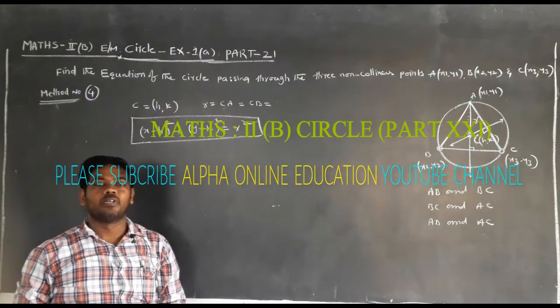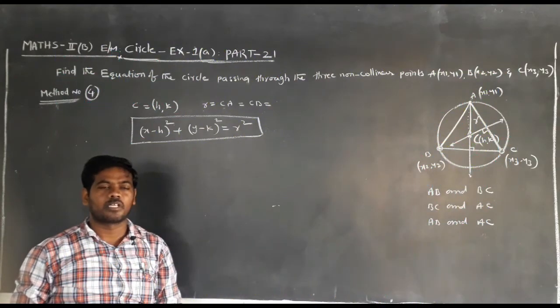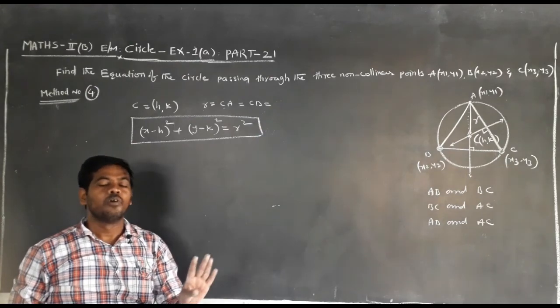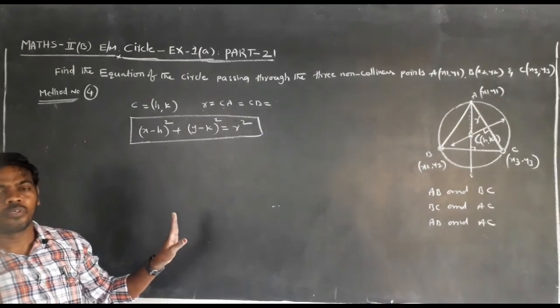In total, there are four methods for finding the equation of the circle passing through three non-collinear points. How many methods are there? Four methods.